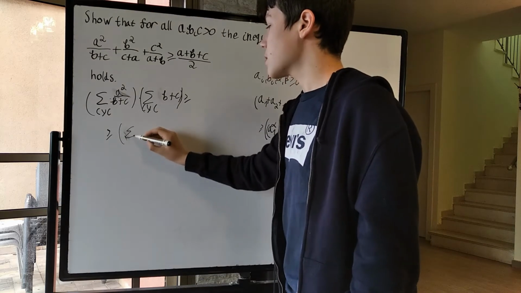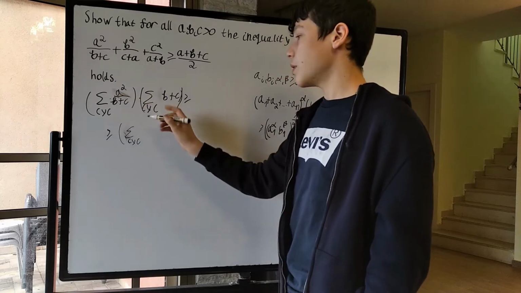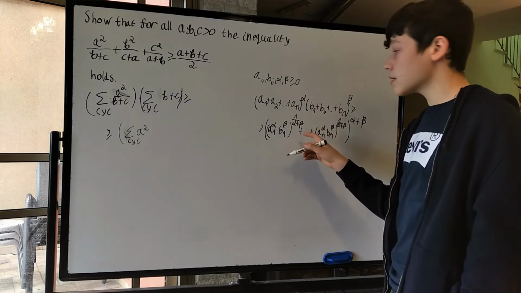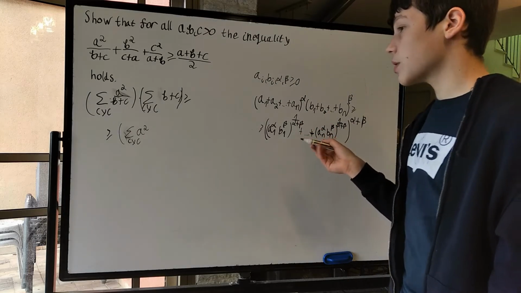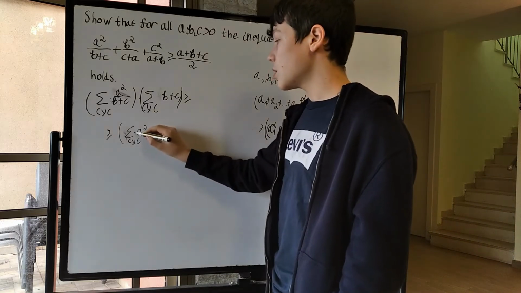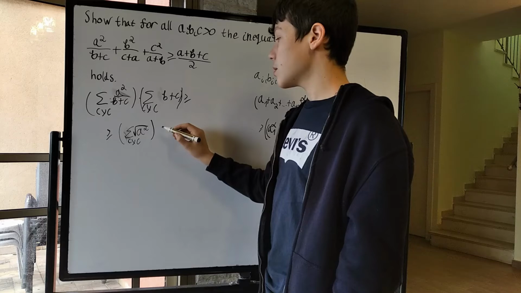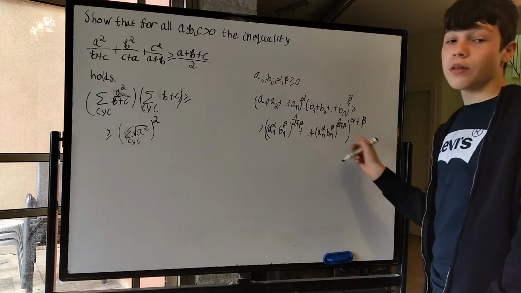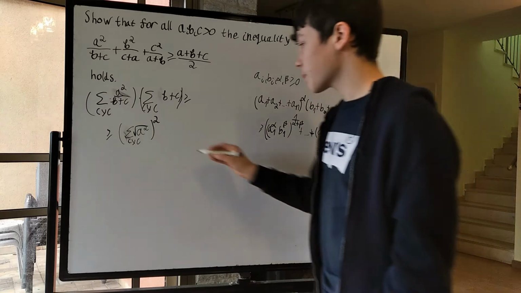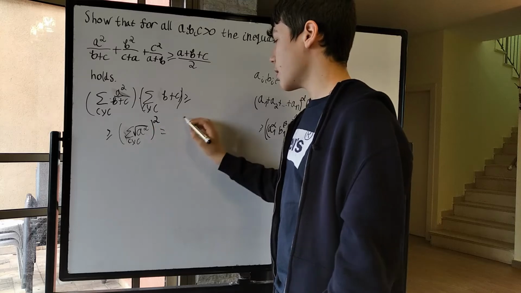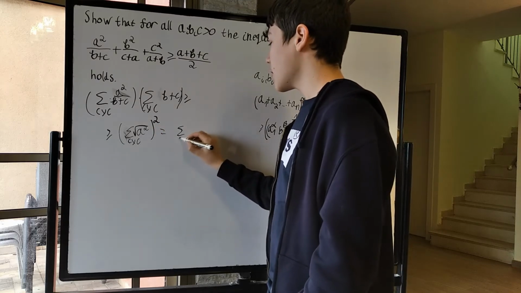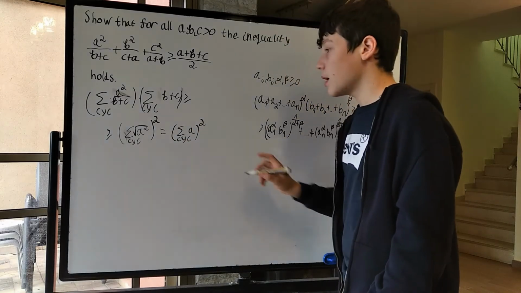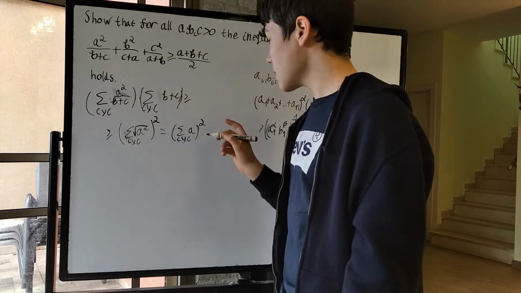the cyclic sum of the product of these, which is a squared, but then we have to take this to the power of 1 over alpha plus beta, which in our case is just 1 over 2, which is just the square root, and then we also need to square this entire thing, because this entire thing is also to the power of alpha plus beta. But now we can see the square root and the square cancel out, and we get the cyclic sum of a squared.